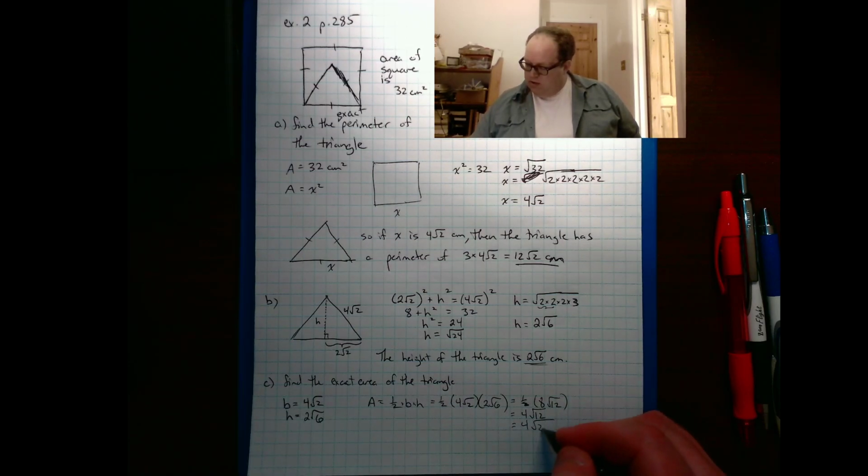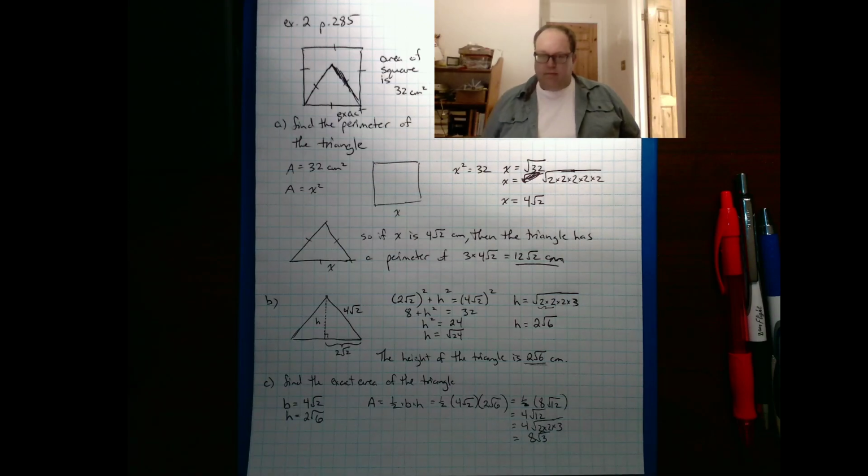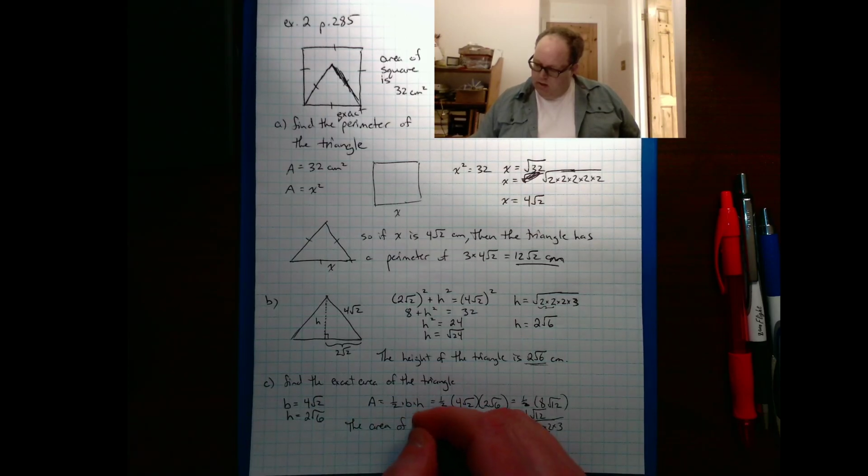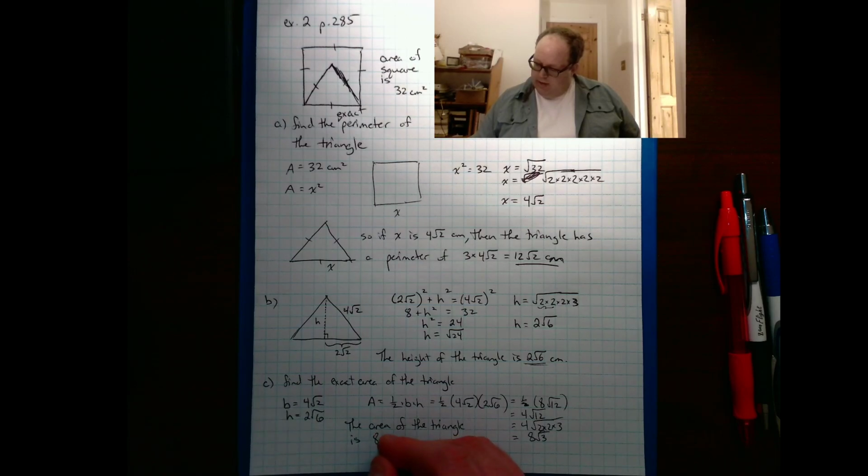12 is the same as 2 times 2 times 3. So this is the same as 8 root 3. And I would say the area of the triangle is 8 root 3 square centimeters.